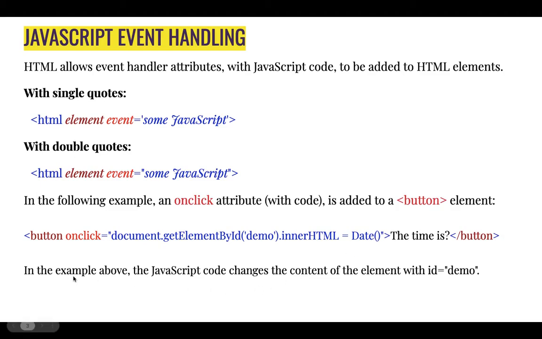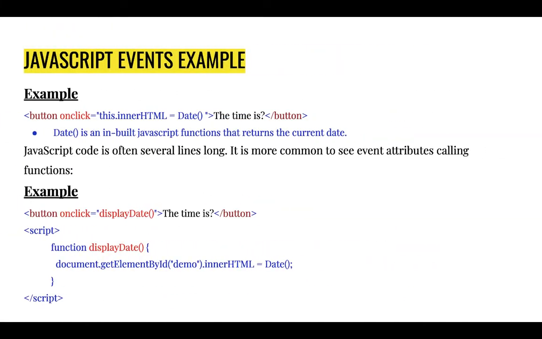In the example above, the JavaScript code changes the content of the element with ID equals demo. Date is an inbuilt JavaScript function that returns the current date. JavaScript code is often several lines long. It is more common to see event attributes calling functions.